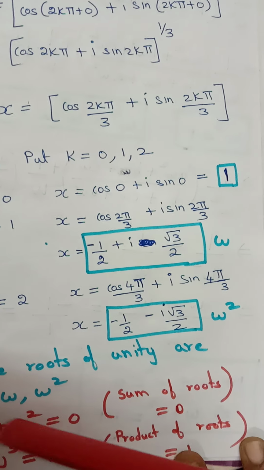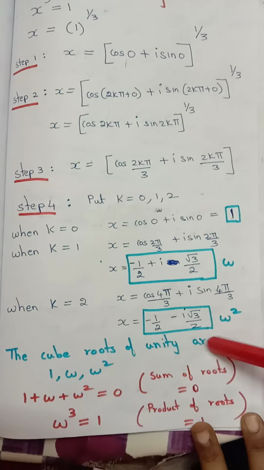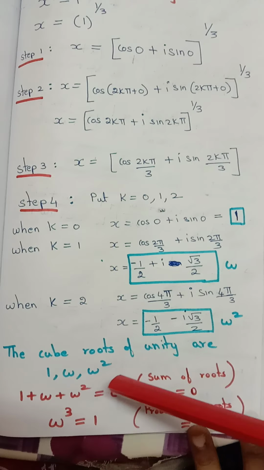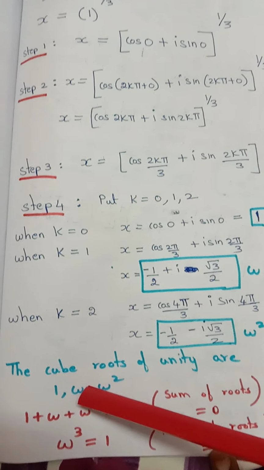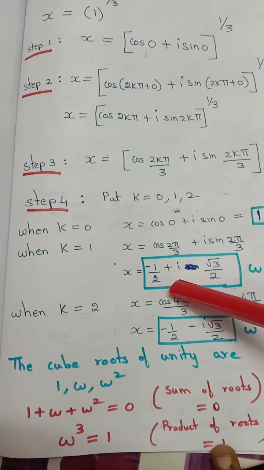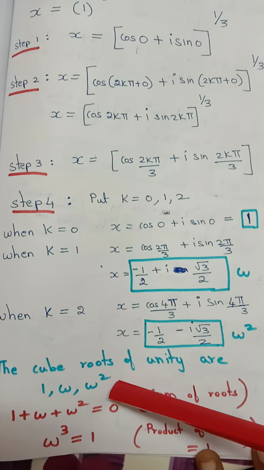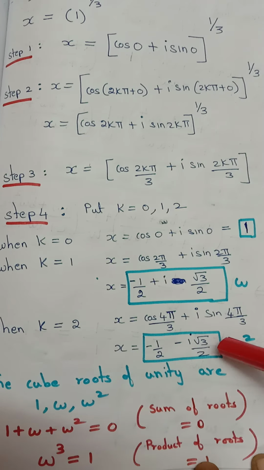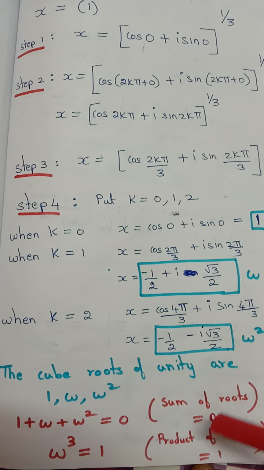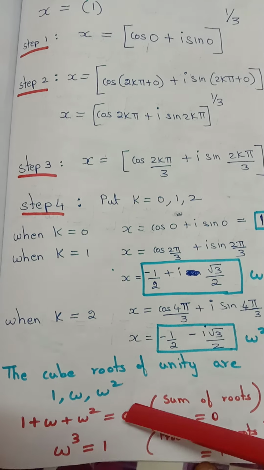So usually we say the cube roots of unity are 1, omega, omega square, where you should know the value of omega as minus 1 by 2 plus i root 3 by 2. The value of omega square is minus 1 by 2 minus i root 3 by 2. These two things also you should remember.